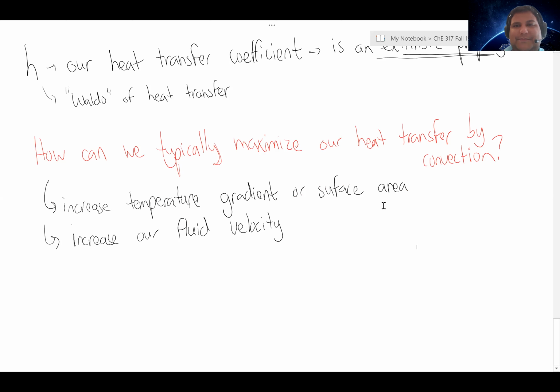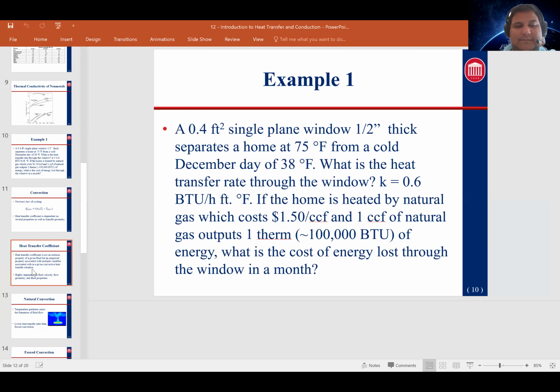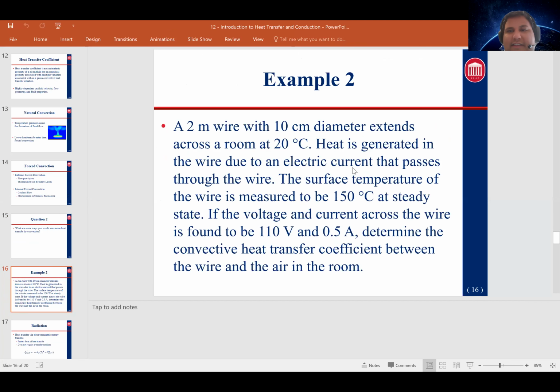But for now, let's look at an example. In this example, we have a 2-meter wire with a 10-centimeter diameter extending across a room at 20 degrees Celsius. And I'll say heat is being generated in this wire due to an electrical current which is passing through it. If the surface temperature of the wire is measured to be 150 degrees Celsius, determine the heat transfer coefficient between the wire and the air, assuming the voltage and the current in the wire are found to be 110 volts and 0.5 amps. So I will give you guys a second to write this down.